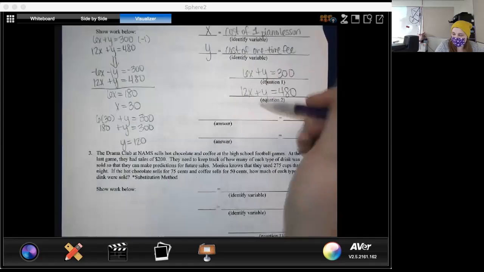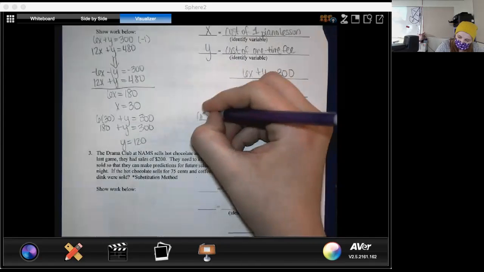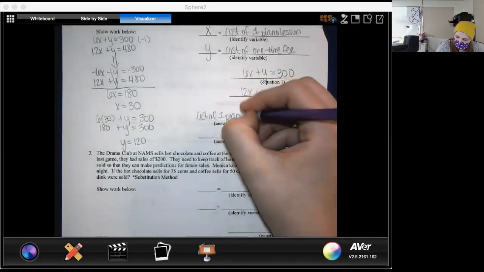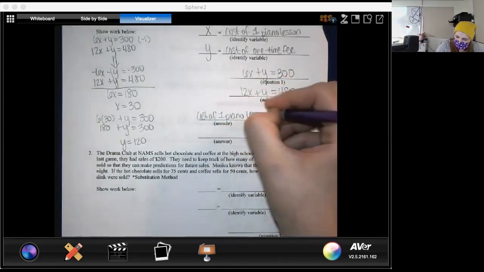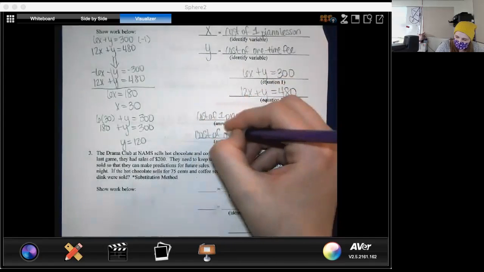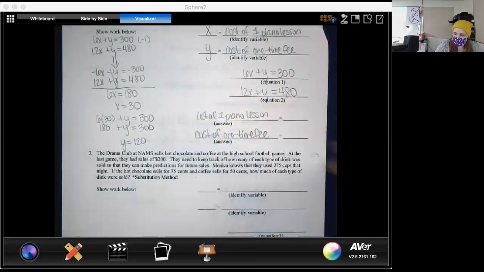So for the answer, again, we don't put x and y, we put the definition. So you basically copy exactly what you wrote at the top. Cost of first piano lesson, cost of one-time fee. I always have students say, well, why do I have to write it twice? Because you do. We're keeping our stuff organized.